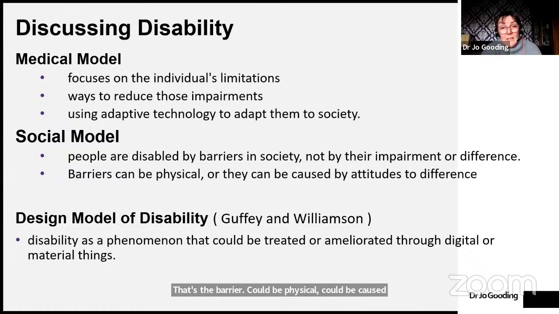And most recently, in the last couple of years, there has been a design model of disability where we're thinking we might be able to use design to solve problems rather than be the barriers. So disability actually becomes a phenomenon that could be treated or ameliorated through digital or material things. So design has a really strong role there.